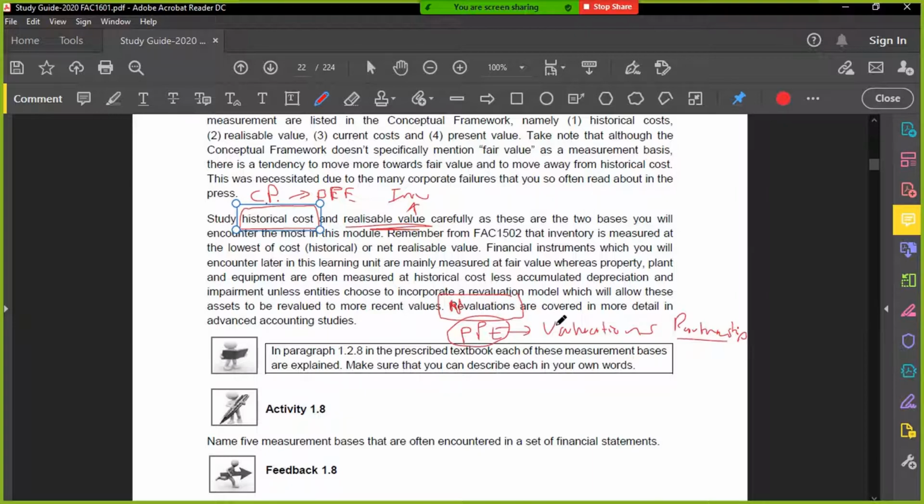There's a valuation account. Remember earlier I spoke about working accounts? Yes. Profit and loss, realization. A valuation account is a working account. That will only come up in partnerships.